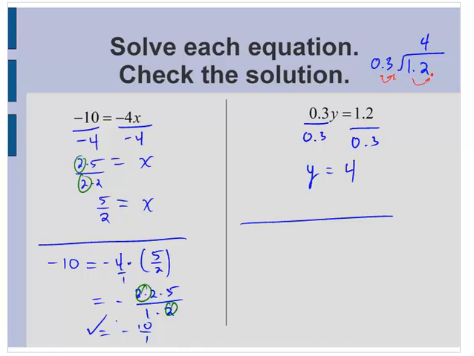So y equals 4. Checking our work, 0.3 times 4, is that equal to 1.2? 3 times 4 is 12, and 1 decimal point. So bring it in from the right, 1.2. Yes, it works.